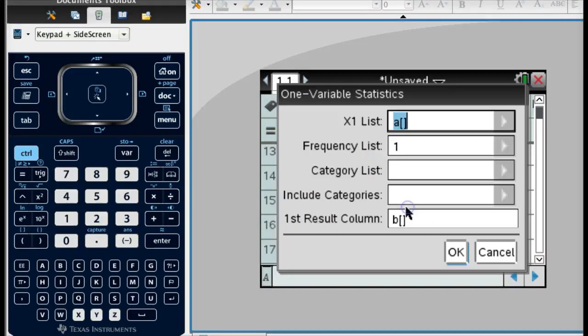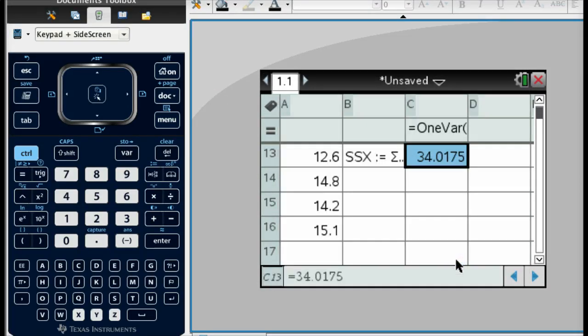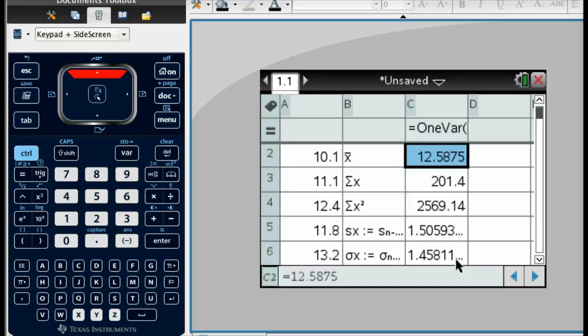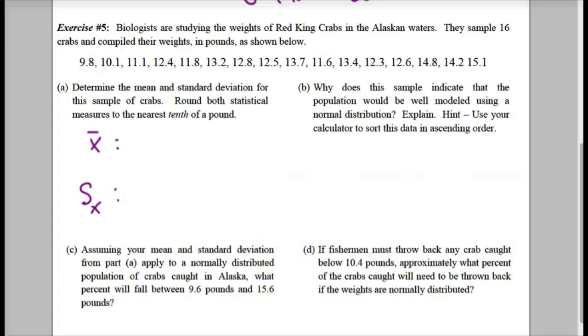Hit OK. Hit OK. Now looking at this, I'm being asked to find my mean, which is 12.5875, but I want to round that, so it's 12.6. And my standard deviation, it's a sample population. This rounded to 1 decimal place is 1.5. So my mean is, we said, 12.6 pounds and the standard deviation is 1.5 pounds.